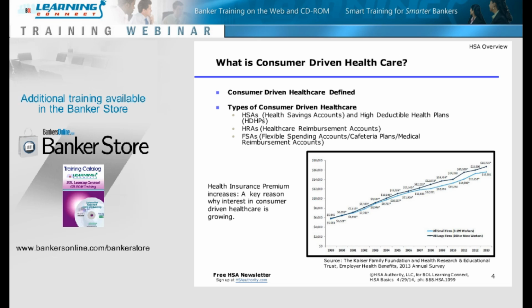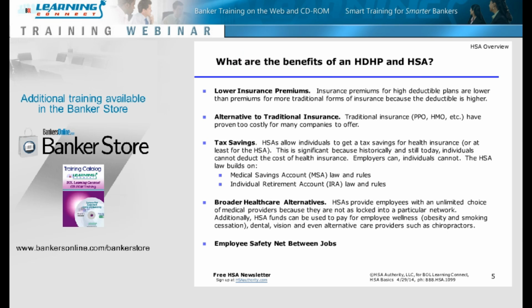You can see this chart just shows that insurance premiums keep going up year after year after year. There was some hope that the Affordable Care Act would reduce insurance costs. That hasn't happened yet. But that's actually good news for HSAs, because as insurance premiums go up, people look for alternatives, and high-deductible health plans and HSAs are a good alternative.